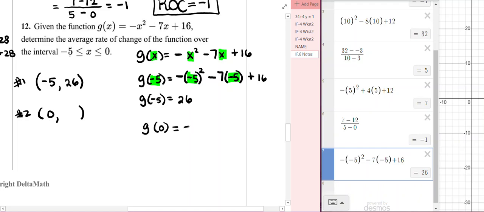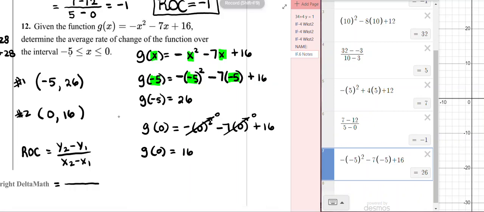Okay, so -0 squared minus 7 times 0 plus 16. And if you already notice, anything 0 squared is going to be 0. 7 times 0 is going to be 0, so the answer is just going to be 16. And you can check in the calculator if you want to as well.